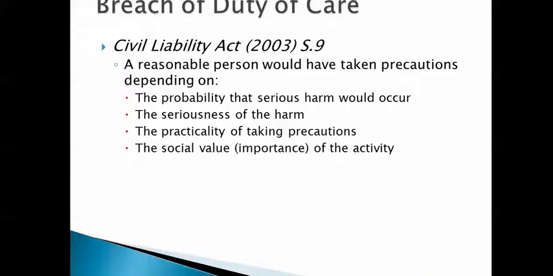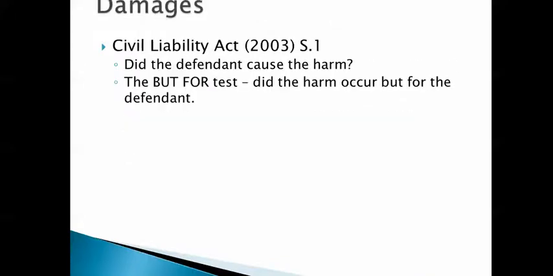Now, a reasonable person would have taken precautions depending on these things: the seriousness of the harm, the probability that the harm would occur, how practical it is to take precautions, and the social value of the activity. They're the four things for the breach of duty of care. And the same thing here for damages. This is the test, the but-for test. Did the harm occur but for the defendant? That's the question. Did the harm occur but for? That's the equivalent of proximity in damages. Was it just that these two things were so close that the harm occurred? Okay, so the but-for test.